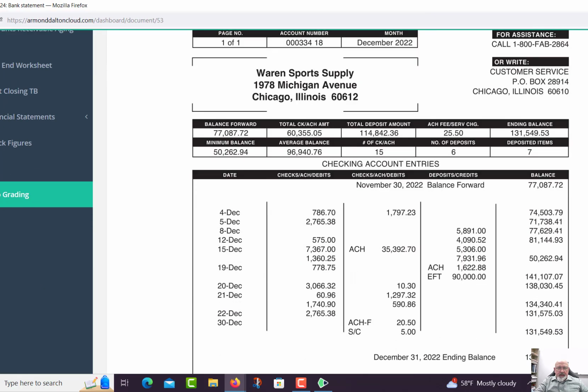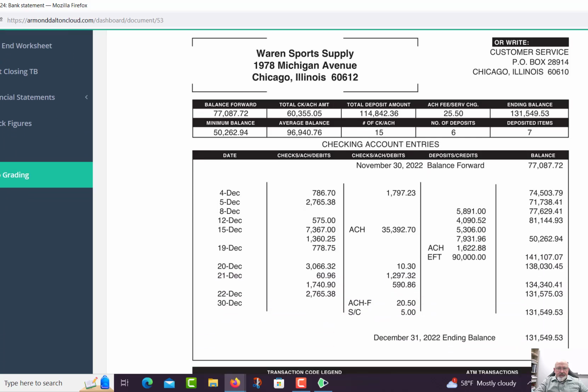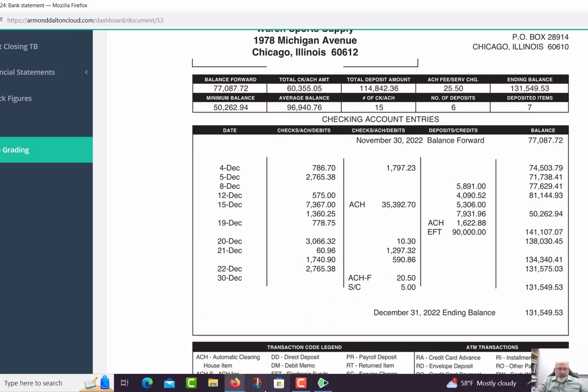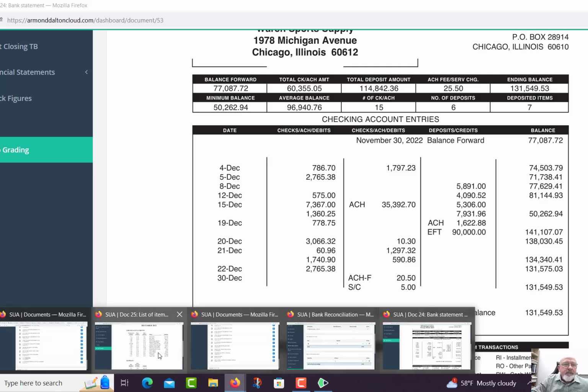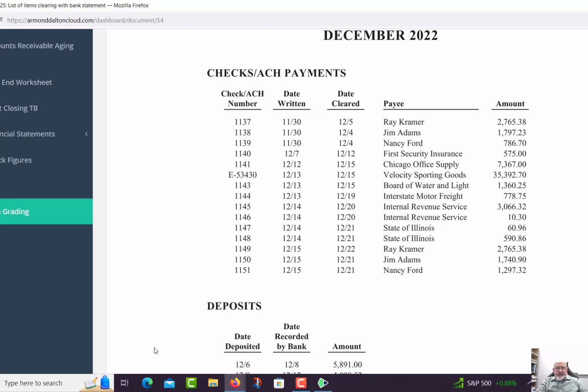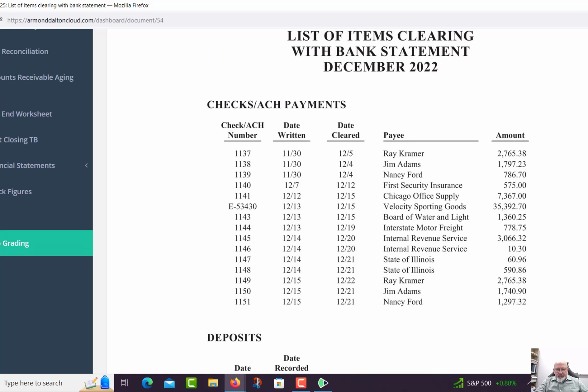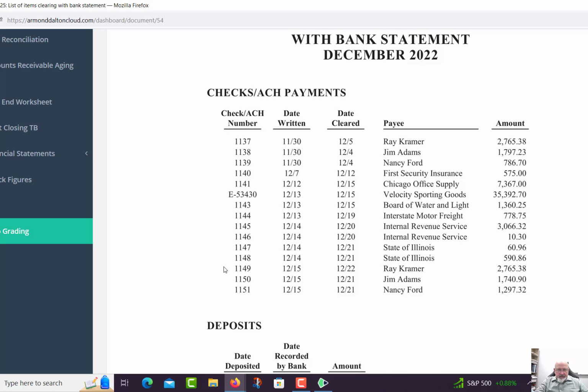And we're going to look at that, and we're going to compare that to the list of transactions that cleared. So document 25 is the list of transactions that cleared. So we want to compare that with what's on the bank statement so that we identify any missing transactions. And then also compare that with what checks we've written this month to identify any outstanding checks.